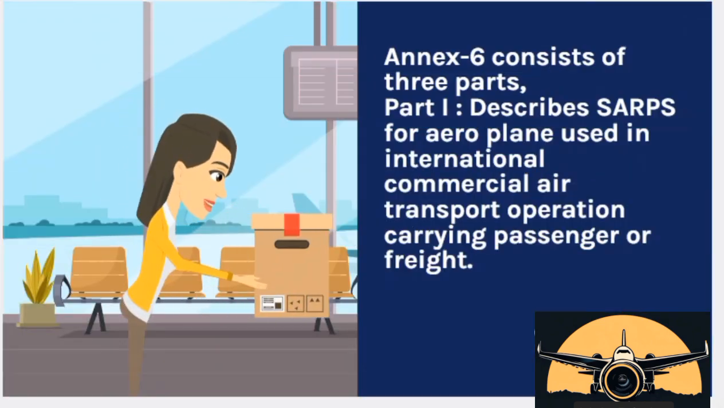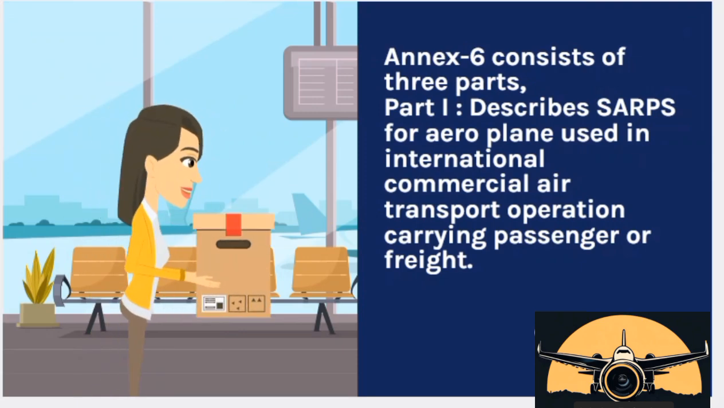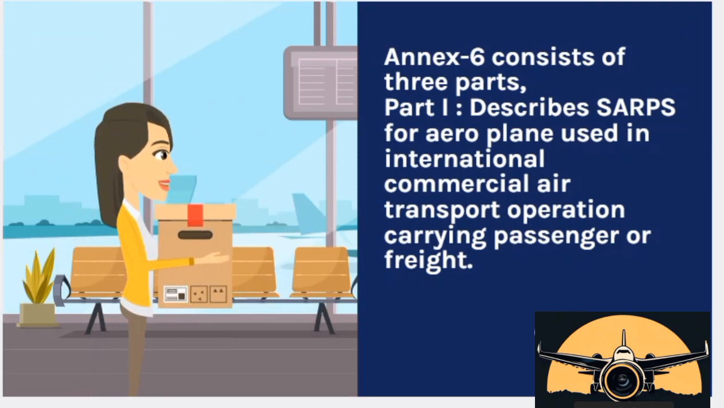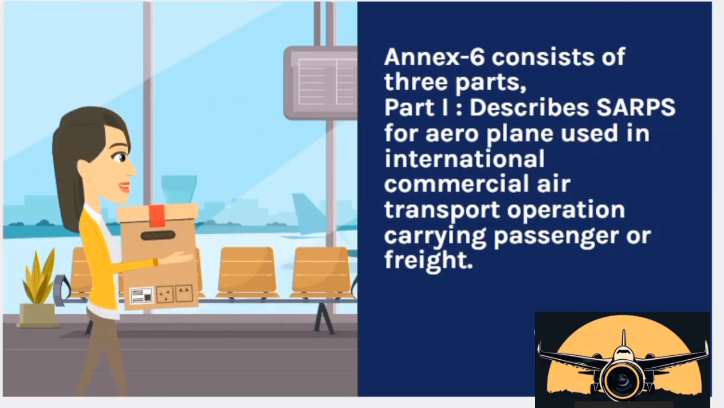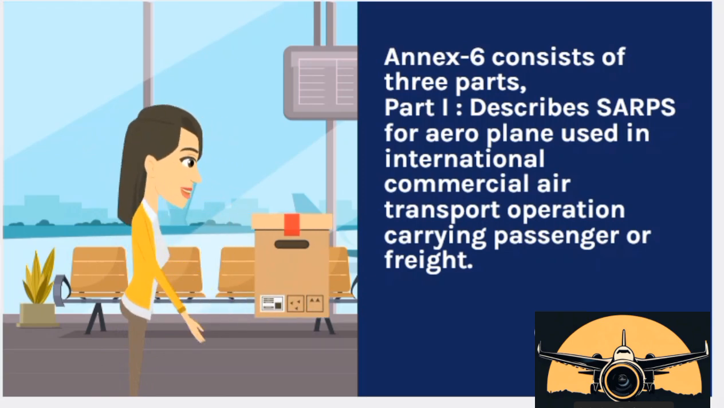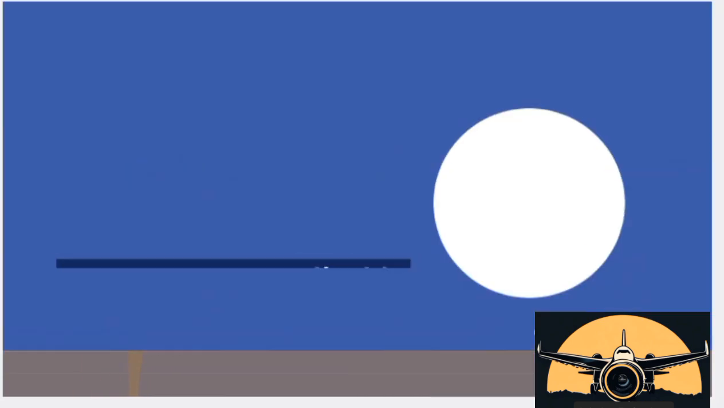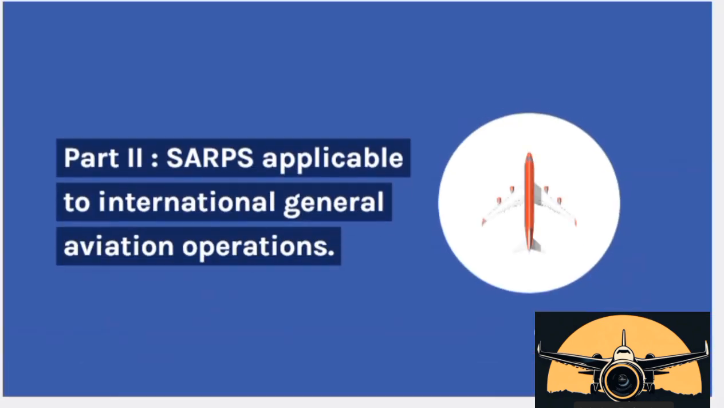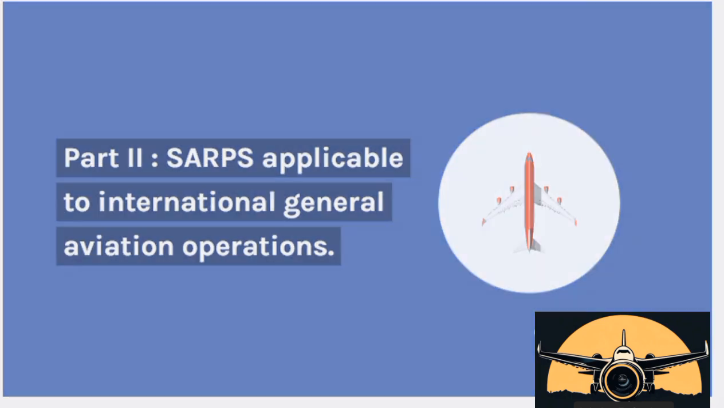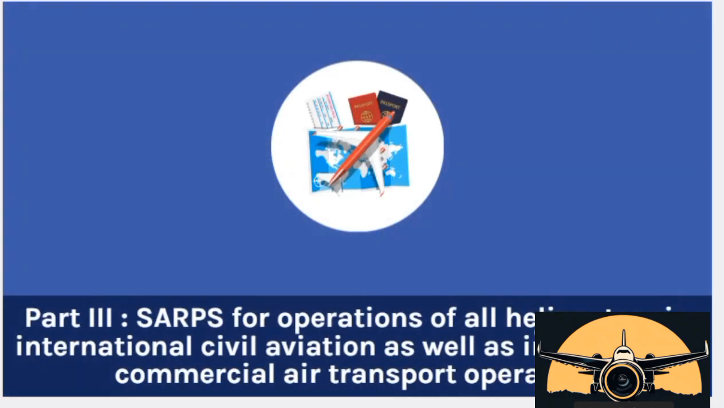Annex 6 consists of 3 parts. Part 1 describes SARPS for aeroplanes used in international commercial air transport operation carrying passengers or freight. Part 2. SARPS applicable to international general aviation operations. Part 3. SARPS for operations of all helicopters in international civil aviation as well as international commercial air transport operation.